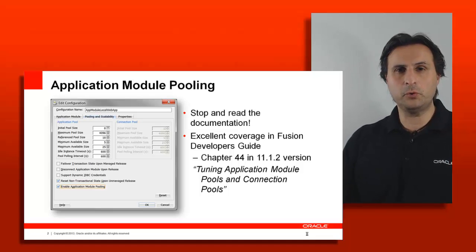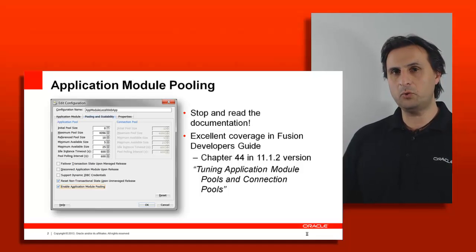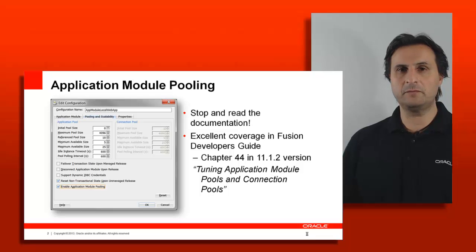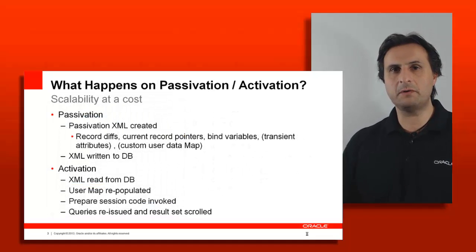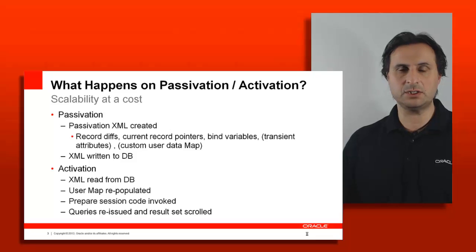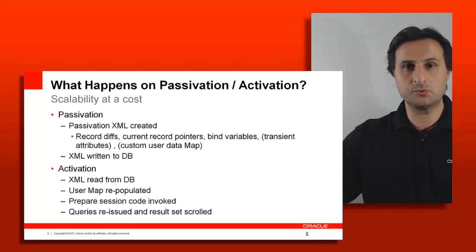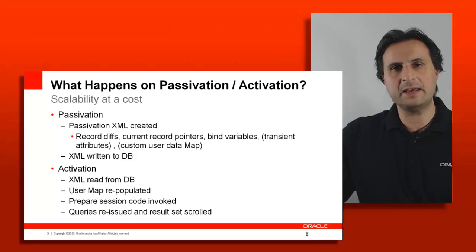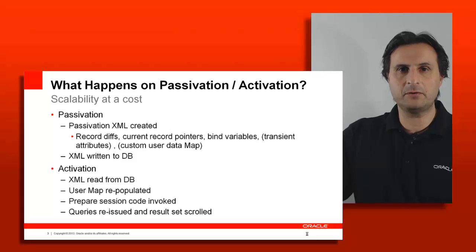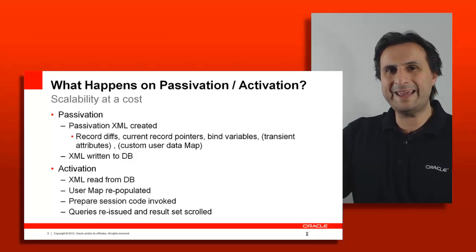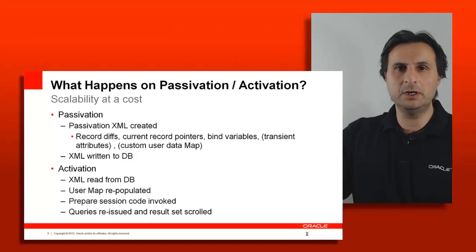Now, for application module pooling, there must be something that makes this work, because you can imagine that if you have a pool of application modules that would be good for 10 users and eventually there are 12 users on the system, something must happen between the requests. What happens between the requests is passivation and activation. What ADF Business Components is really good at is to recognize if it has enough application modules in the pool, and if there is a request coming for which there is no application module, it will look in the pool to see if it can hand over an idle module.